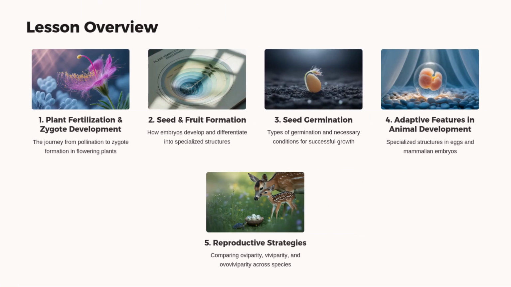Lesson Overview. 1. Plant fertilization and zygote development. The journey from pollination to zygote formation in flowering plants. 2. Seed and fruit formation. How embryos develop and differentiate into specialized structures. 3. Seed germination. Types of germination and necessary conditions for successful growth. 4. Adaptive features in animal development. Specialized structures in eggs and mammalian embryos. 5. Reproductive strategies. Comparing oviparity, viviparity, and ovoviviparity across species.